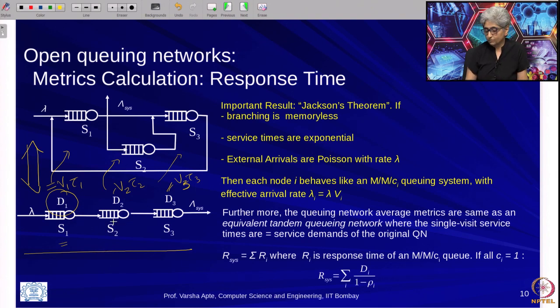So, these two are equivalent, and if these are equivalent, then the response times can also be written as a sum of the response times through this tandem queuing network, which is going to be nothing but the summation over i of D_i divided by 1 minus rho_i. This is just the response time of an M/M/1 queuing system with arrival rate lambda and service time D_i, right. So, this is a very useful result.